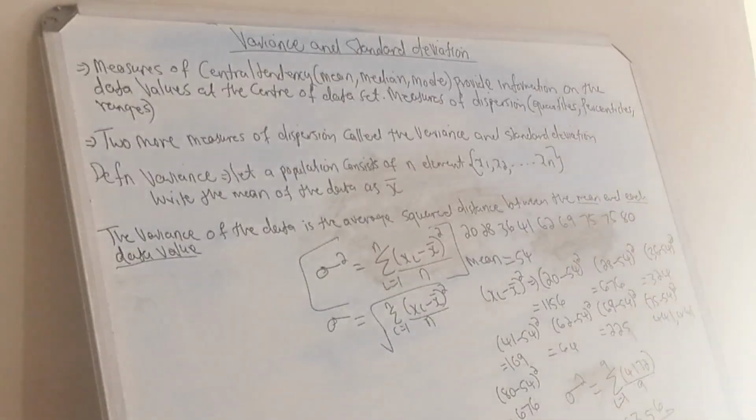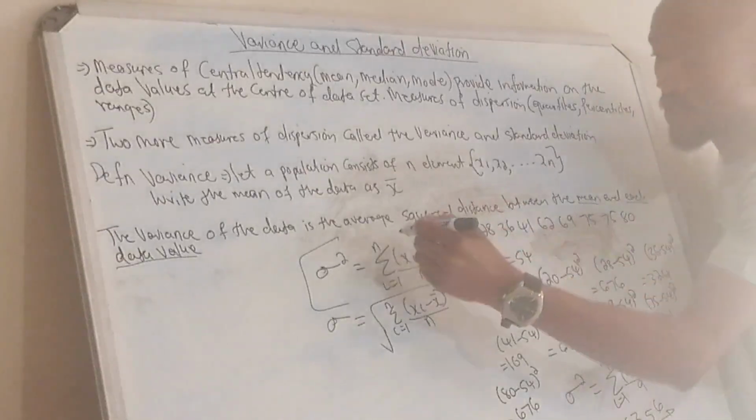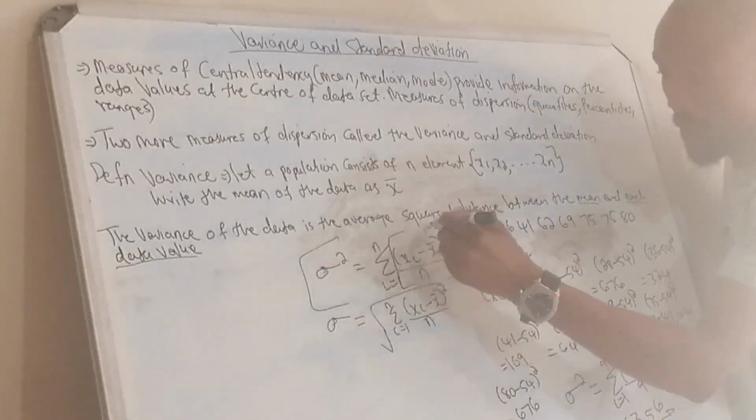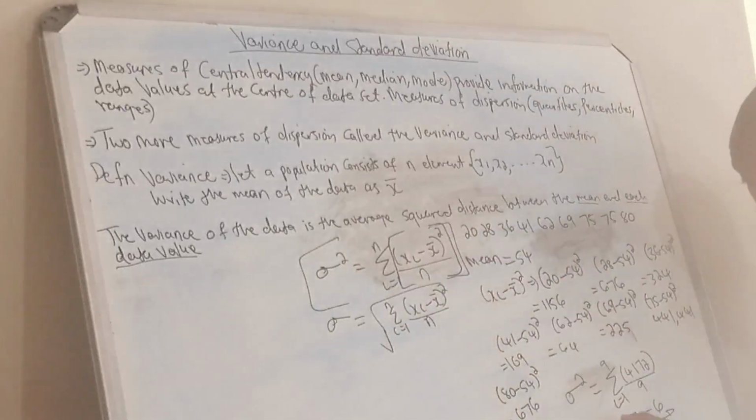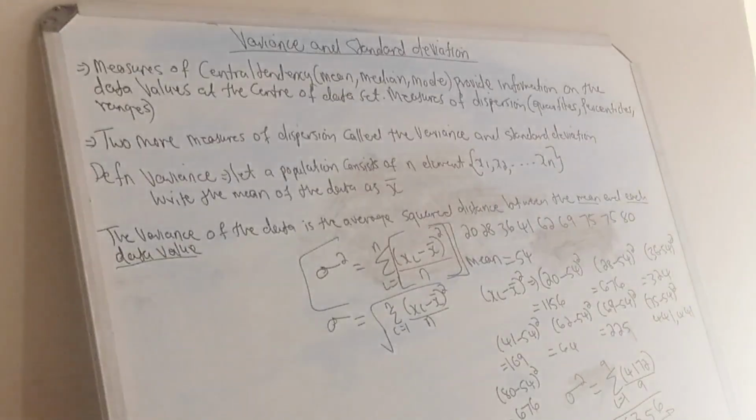Then how do we get the standard deviation? We take the square root. Simple. The square root of the variance gives 21.53, the standard deviation.